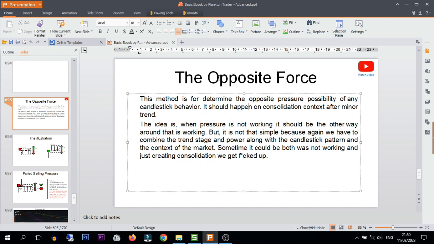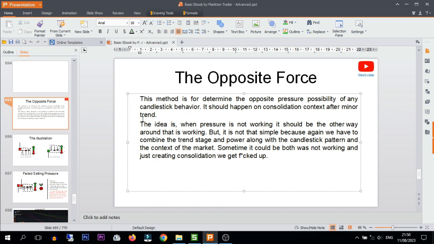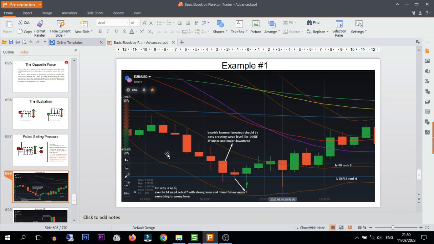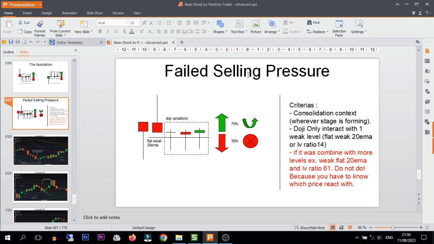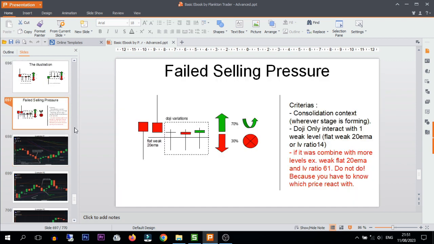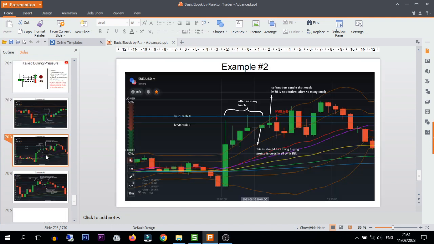Okay, the wicks and the opposite force. I think nobody talks about it, but maybe a few traders talk about the opposite force. What is the opposite force? When you see the shooting star fail, the opposite force may be involved, or it may stay in a doji. But the focus here is the pressure. And this is the criteria, the example of why the selling pressure failed. The failure of buying pressure means the opposite force is involved.